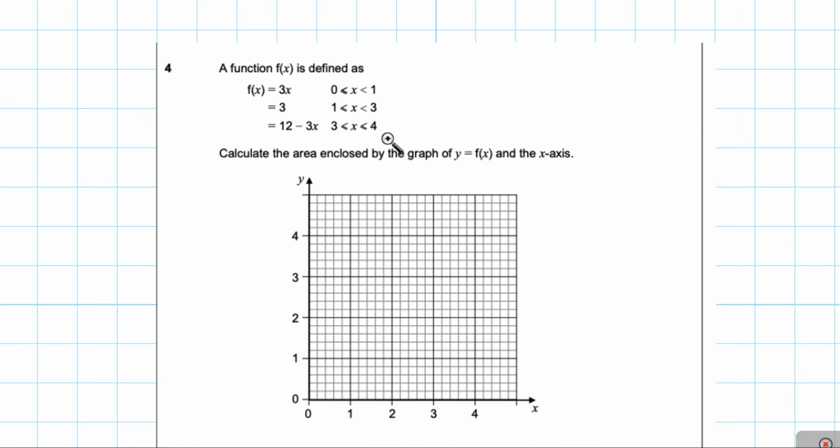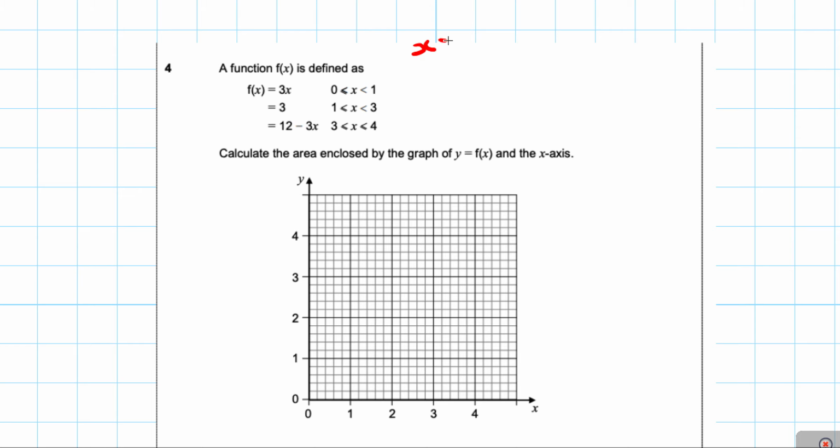Next question, question 4. A function is defined as, so it's a piecewise function, defined as f of x equals 3x for between 0 and 1, 3 between 1 and 3, and 12 minus 3x. The question wants you to calculate the area enclosed by the graph y equals f of x and the x-axis. So first thing we need to do is we need to draw out our graph so that we can then calculate the area for it.